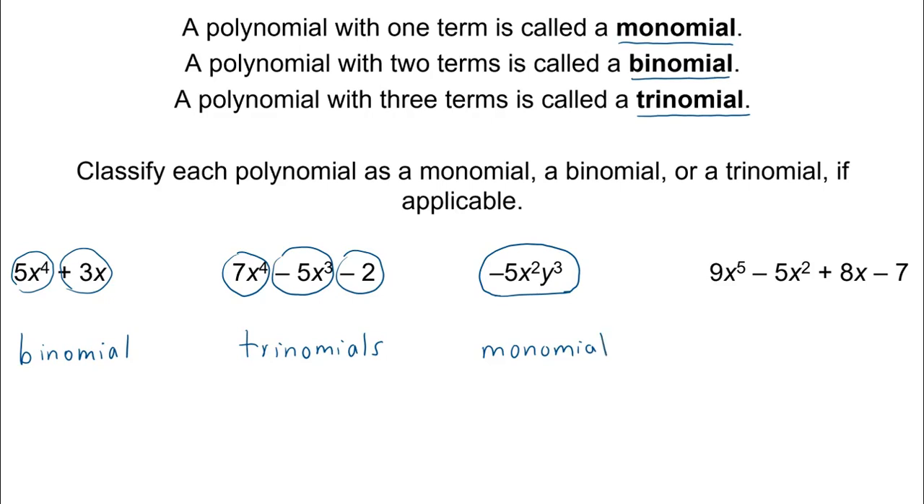And then last but not least, over here on the right, we see 1, 2, 3, 4 terms in this polynomial, and there's not a special name for a polynomial with more than 3 terms, so we would just label this one as a plain old polynomial.